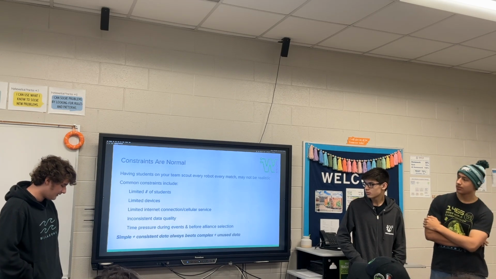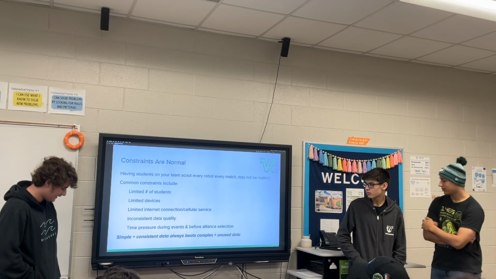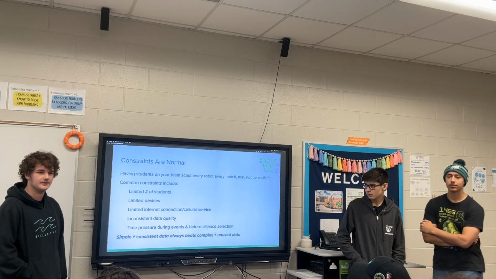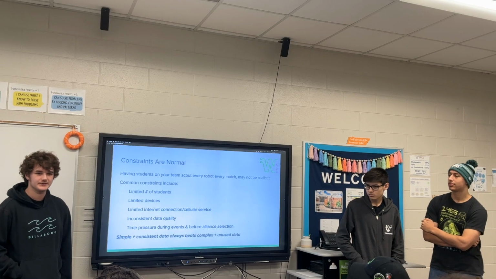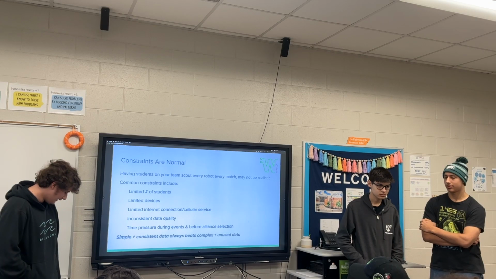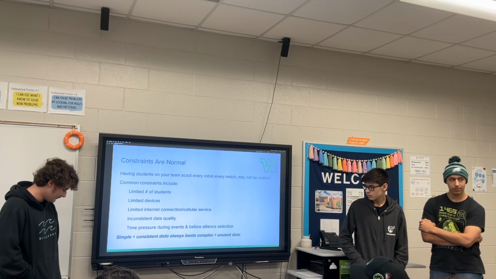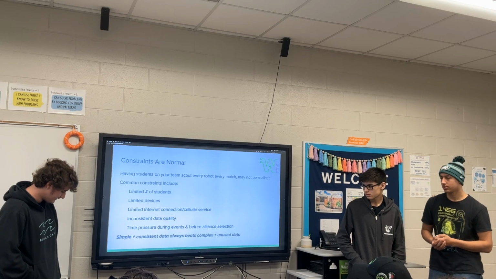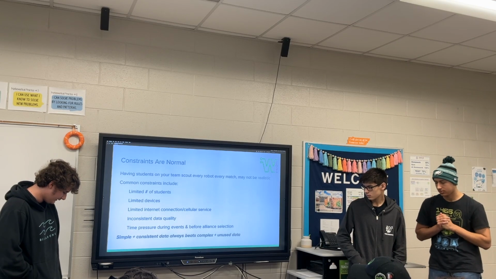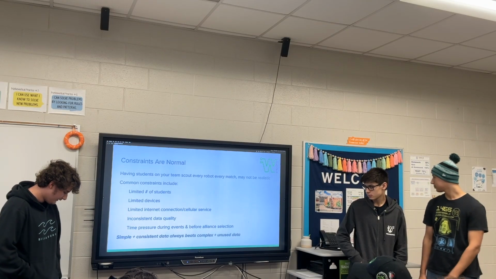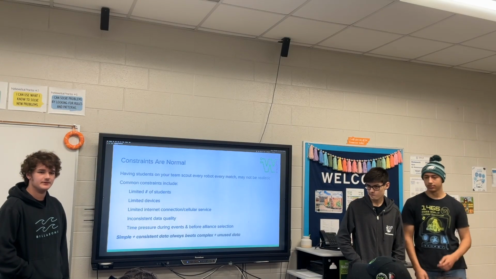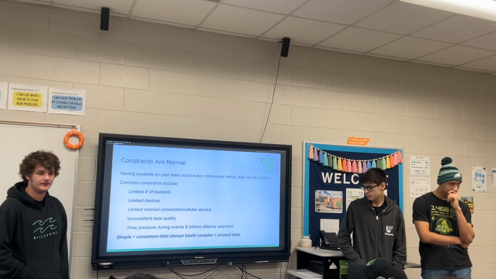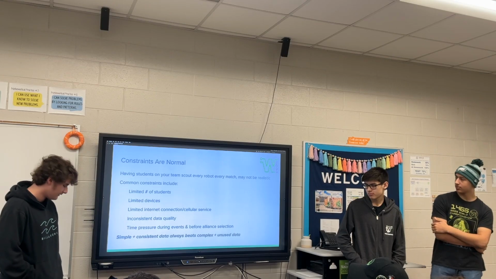Having students on your team scout every robot and every match might not be realistic, so you just have to figure out how to spread your resources in a way that is still useful. Common constraints include a limited number of students, limited devices, limited internet connection, inconsistent data quality, time pressure during events, and control line selection. So you want to make sure you get quality data that makes sense and helps you in any way. Don't try to overdo it due to your constraints.